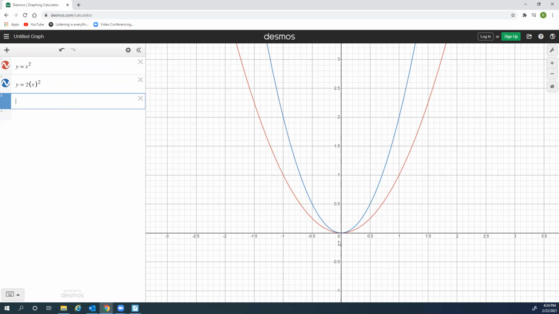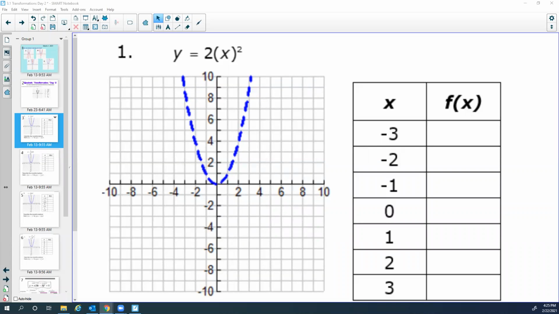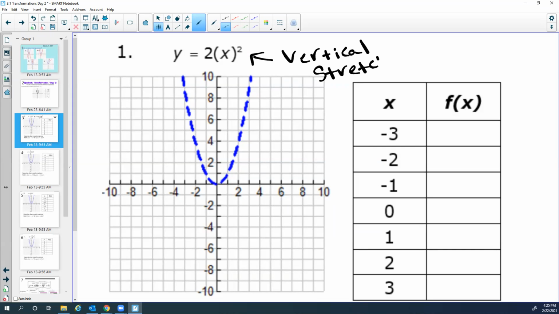Well, I'm still at the same vertex, but this here got smaller. So the question is, how did it get smaller? Well, what we call this is a vertical stretch. What happened was they took the parabola, the parent function, and they pulled it from the top and the bottom, and they stretched it just like you would a rubber band if you grabbed it on the top and bottom. They pulled it and stretched it. So we're going to call this a vertical stretch.